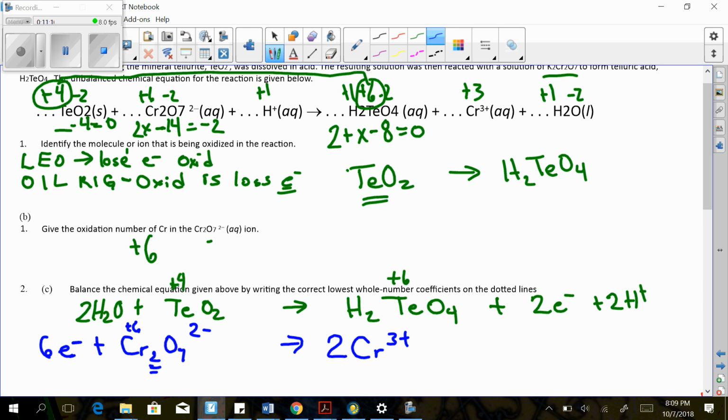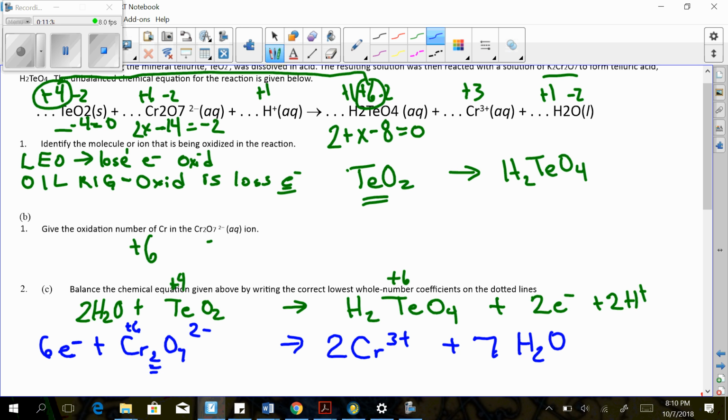One chromium needs 3, 2 of them need 6. Okay. And so I have added my electrons. The next step is to add waters to balance the oxygens. And so if I look at this, I have 7 oxygens here. And so I need to add 7 waters to balance the oxygens.